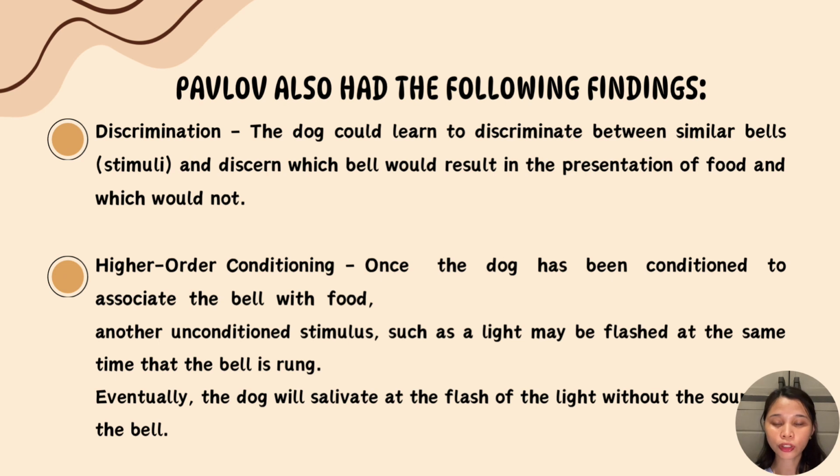Next is the higher order conditioning. Once the dog has been conditioned to associate the bell with food, another stimulus, such as light, may be flashed at the same time that the bell is rung. Eventually, the dog will salivate at the flash of the light without the sound of the bell.